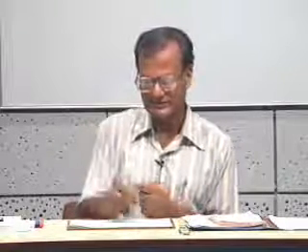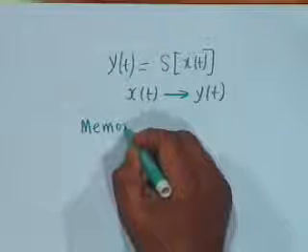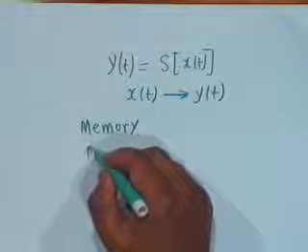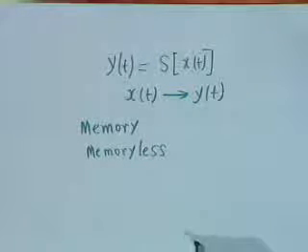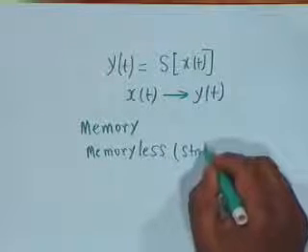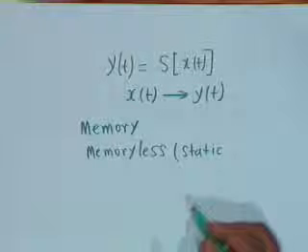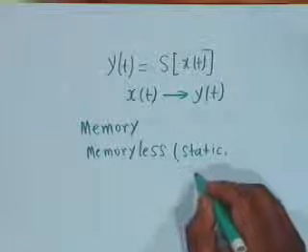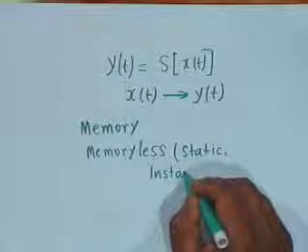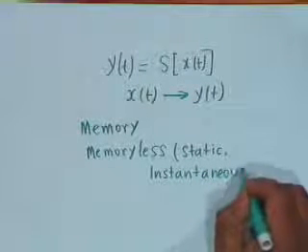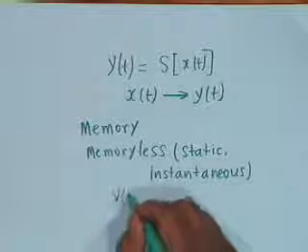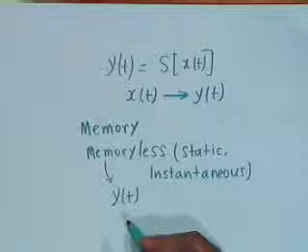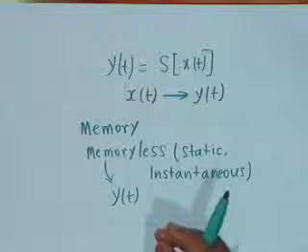Now, one basis for classification of systems has already been discussed in the previous class. This is based on memory. Does the system possess memory, or does it not? If it does not possess memory, then it is called a memory-less system. Other names are a static system, for example a resistor, or an instantaneous system. The definition is that the system is memoryless if its present output y of t does not depend on its past inputs.